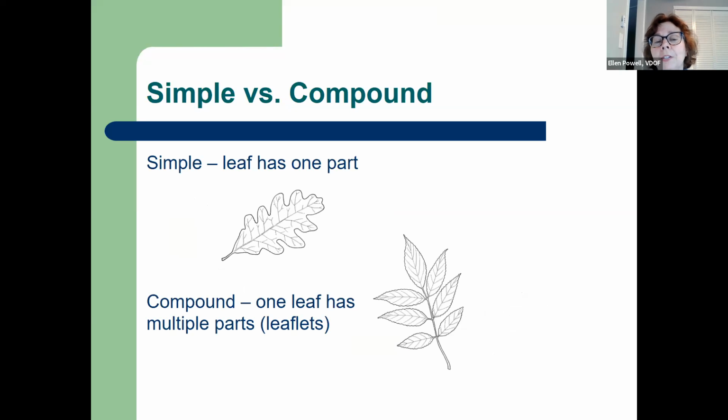Simple versus compound leaves is a feature. It's usually one of the first features you have to identify when you're using a dichotomous key, as we'll see later. But a simple leaf has one part. Doesn't matter what shape that part is, doesn't matter how complicated the appearance of it is. If it has one blade, it's a simple leaf. If it has multiple parts to it, we call those leaflets, and that's a compound leaf. So the leaf you see at the bottom is actually only one leaf. It looks like 7, but it's 1.